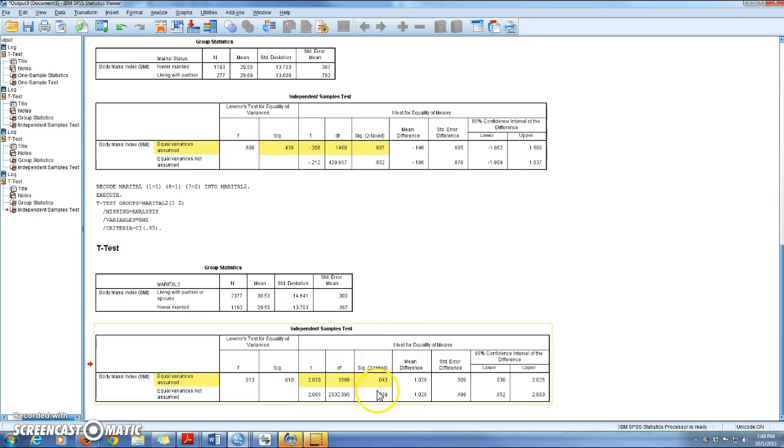Okay, so now we're going to look here to see. And again, I guess I haven't said this, but these two boxes are the test for equality of variance. This is all the information that relates to the t-test for the equality of means. So this t-test data is what tells us whether the means are the same or not.